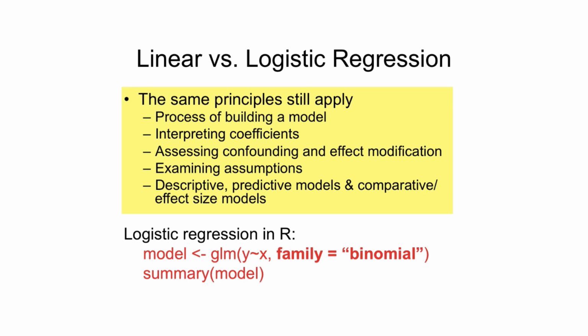But you'll recall that effect size models are the main focus of the course, because these are the most commonly used in health studies. Here's the basic code for logistic regression in R. The part of the code saying family equals binomial tells R that we are using logistic regression.